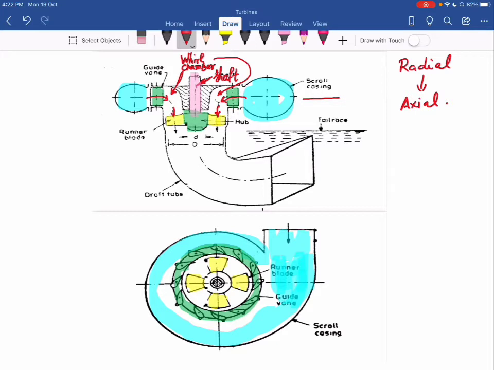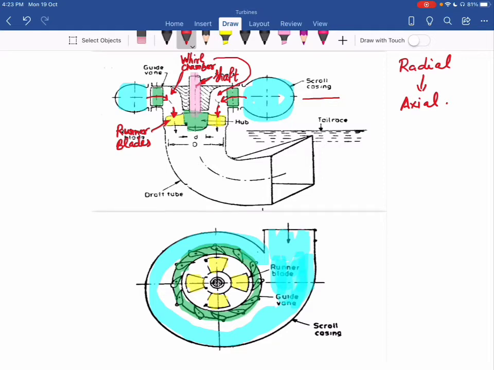The water strikes the runner blades purely in the axial direction. Due to the difference of pressure from the higher side to the lower side, there is a reaction pressure. Due to that reaction pressure, these runner blades start rotating. As these blades are mounted on the hub, my hub starts rotating, and along with that, the shaft of the turbine starts rotating. So this is how this turbine works.